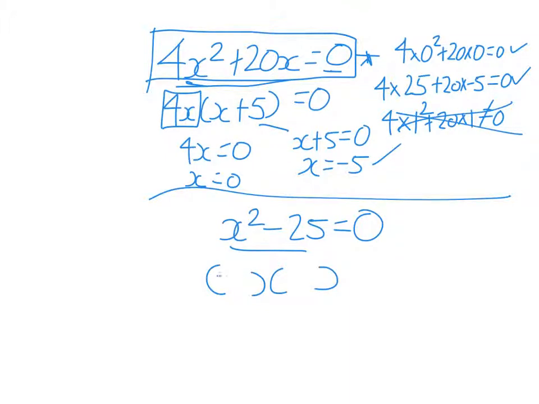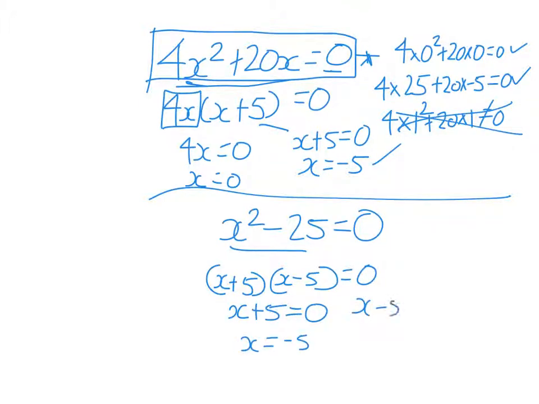So hopefully you recognize this. Square root of x squared, square root of 25. One gets a plus, one gets a minus. So either the first thing equals 0 or the second thing equals 0, in which case we get x equals 5 or x equals minus 5. So minus 5 and positive 5 are the two solutions to this equation.